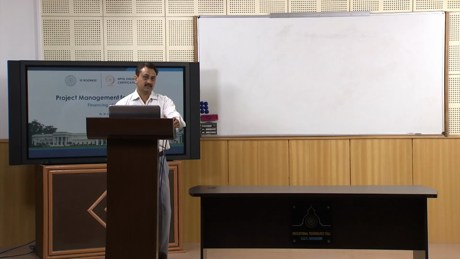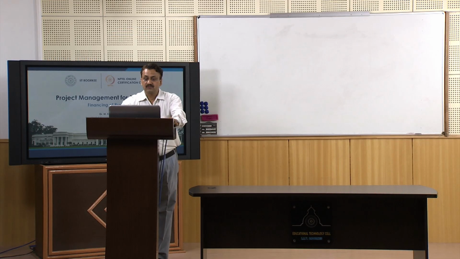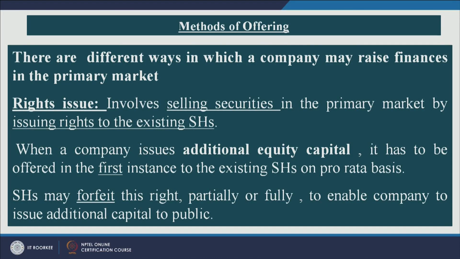Now, there is something called a bond offering. The purpose of a bond offering is to have a stable cash flow, while the purpose of an equity offering is to have growth prospects in mind. There are different ways in which a company may raise finances in the primary market, either through a rights issue, and there are several others. A rights issue is selling securities in the primary market by issuing rights to existing shareholders. This is what we have seen in earlier slides as preemptive rights.